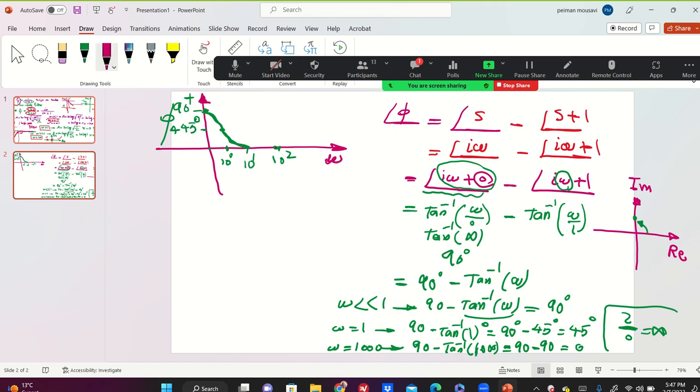Meaning that for the high pass filter, they are in the same phase for high frequencies. But for the low frequency, you have the phase difference between the input and output. Understand, everyone? Yes? Everybody?